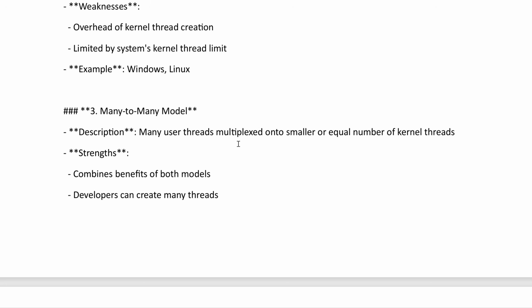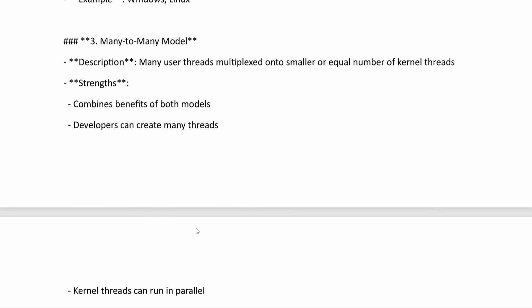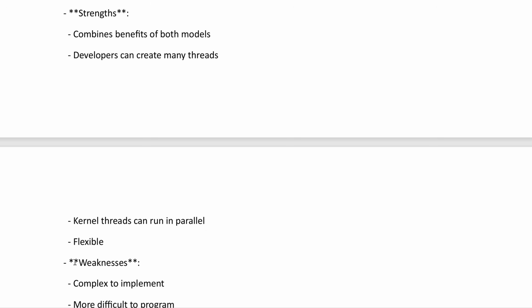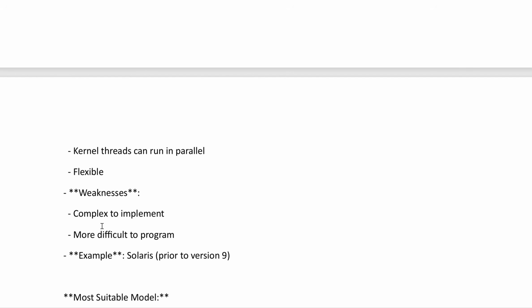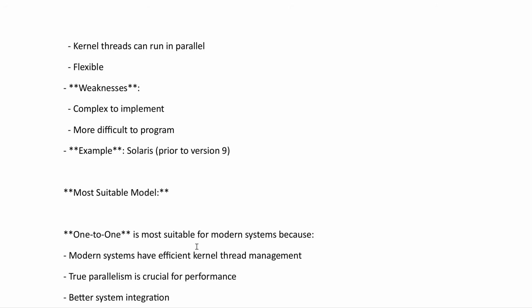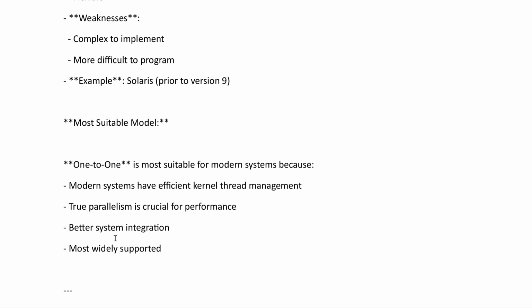And the third is the many-to-many model, where many user threads are multiplexed onto a smaller or equal number of kernel threads. Strengths are that it combines benefits of both models. Developers can create many threads, and kernel threads can run in parallel. It is very flexible. Weaknesses of the many-to-many model are that it is complex to implement and more difficult to program. Example is Solaris. Most suitable model is the one-to-one model.